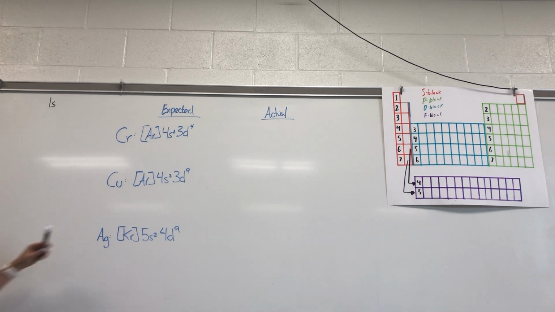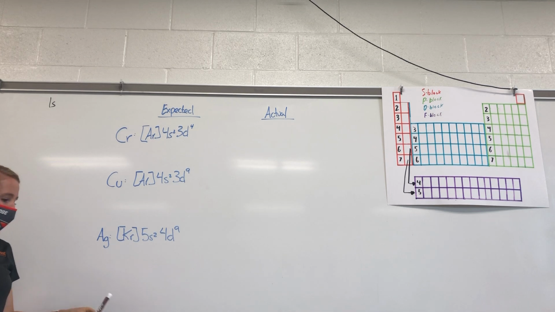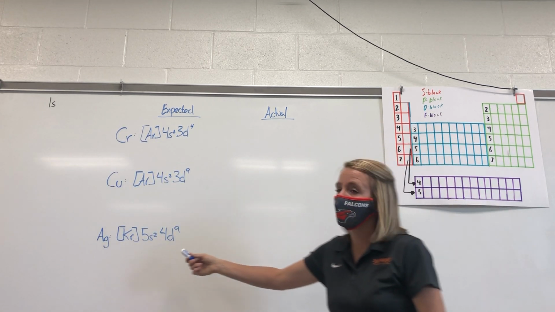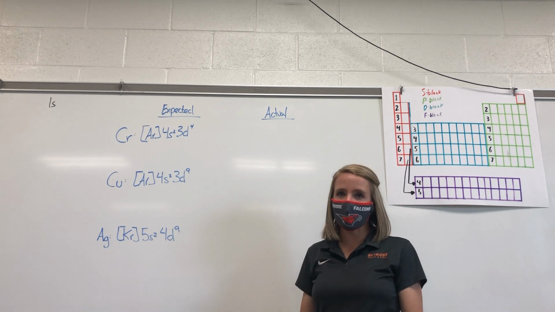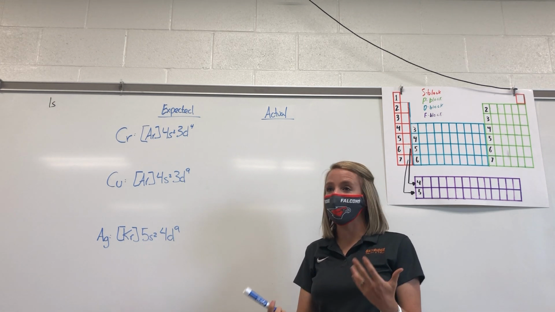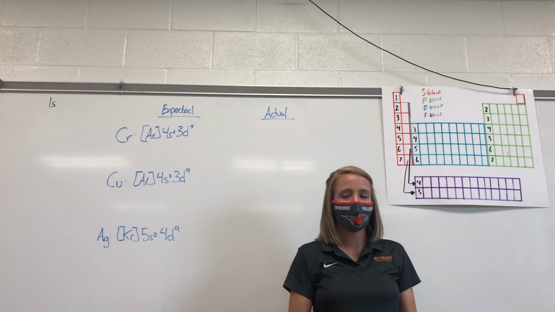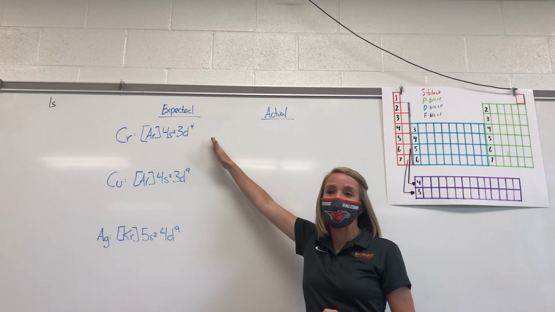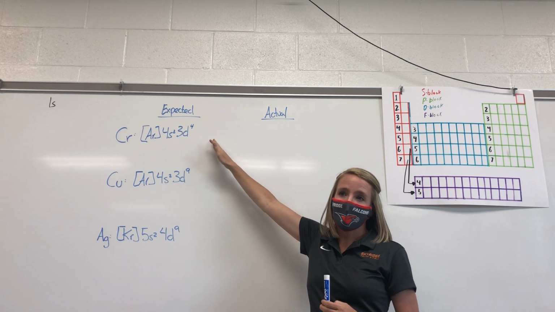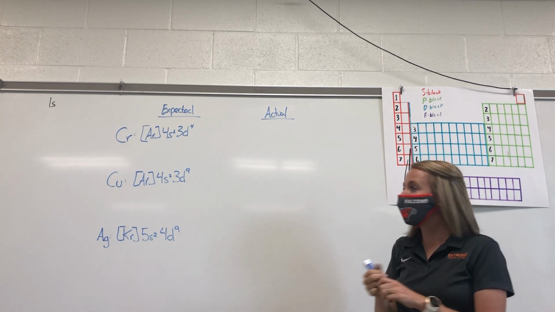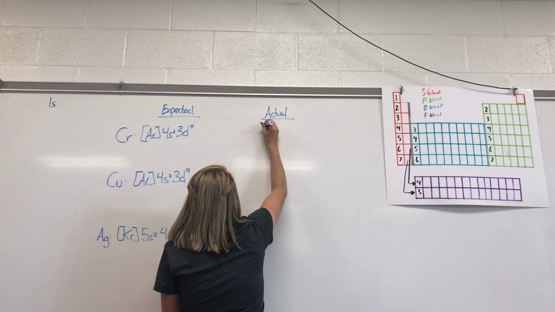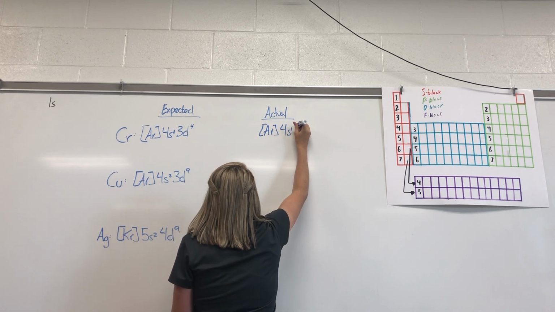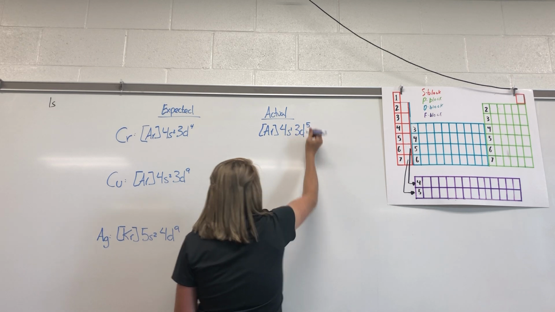Okay, now, this is what we expect. But what happens is scientists have found a way experimentally to prove configurations. We're going to learn about it today. It's known as photoelectron spectroscopy, a lab technique. And once they figured that out, they found that for some elements, this isn't what it was. When they actually did the experiment, they found that chromium actually is this, 4s1, 3d5.